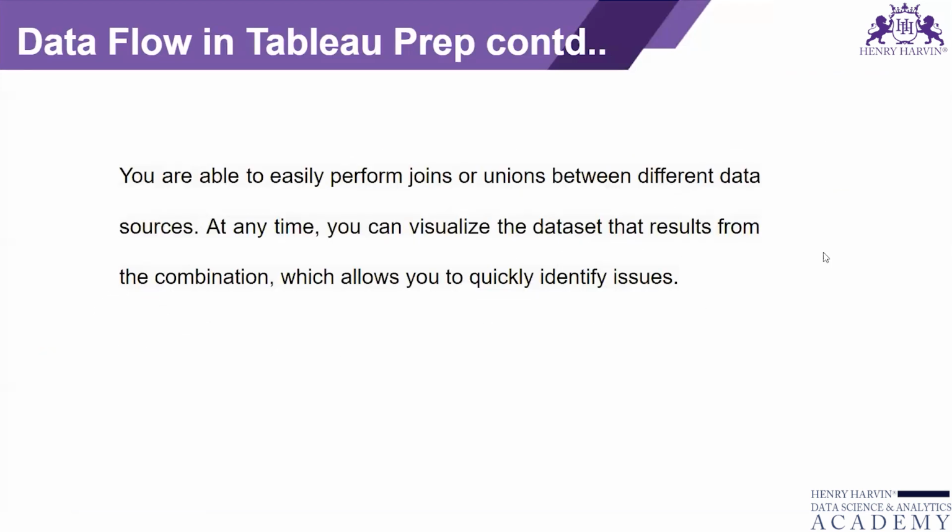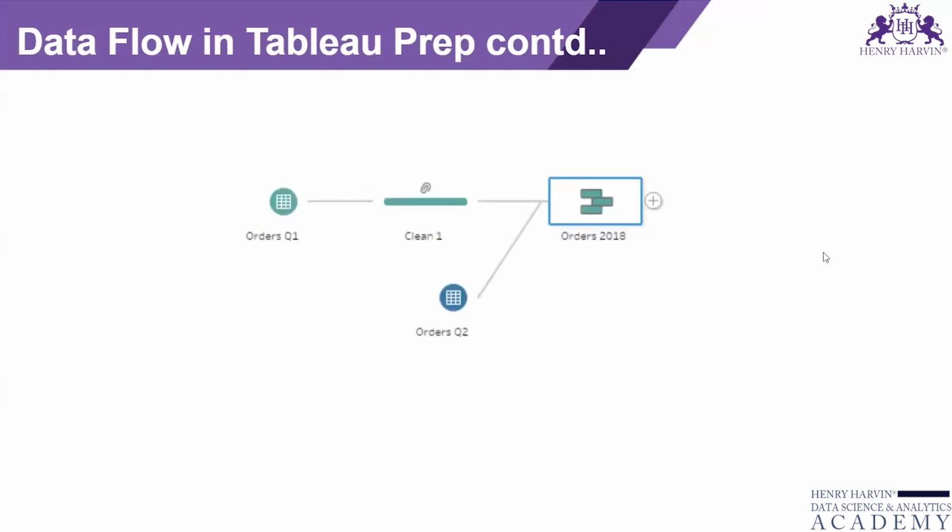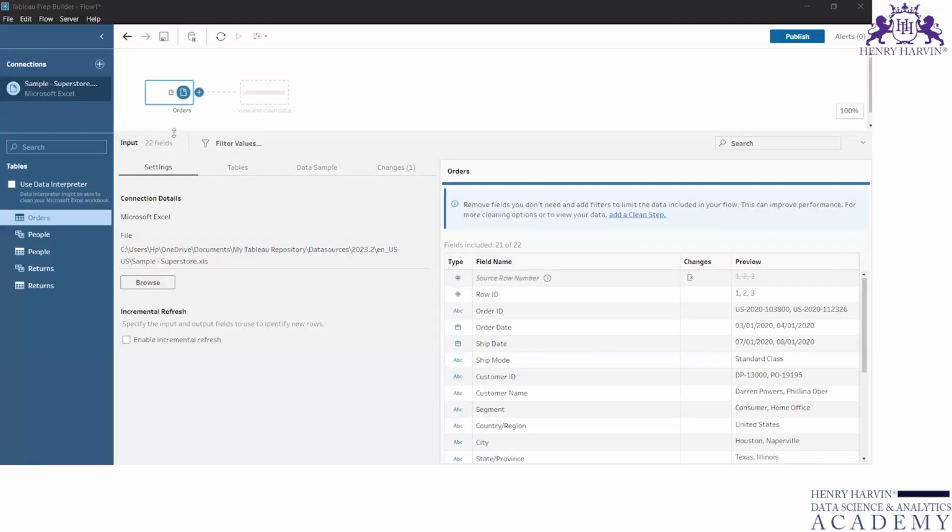So yeah, we are able to easily perform joins and unions between different data sources at any time. We can visualize the data set that results from the combination, which allows us to quickly identify issues. Now, all set and done, we'll start our operation in Tableau Prep and see what it does.